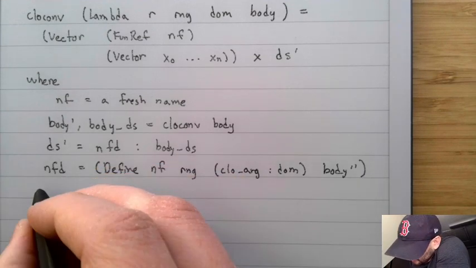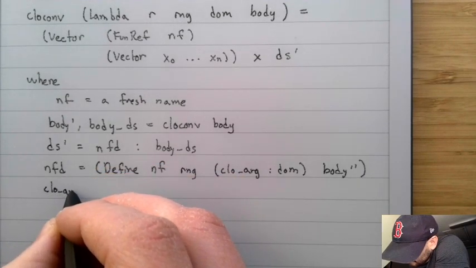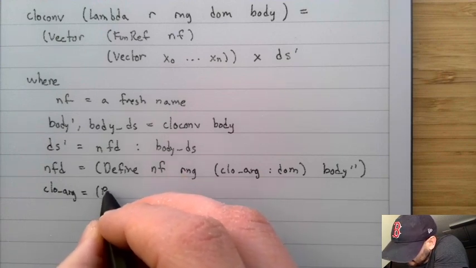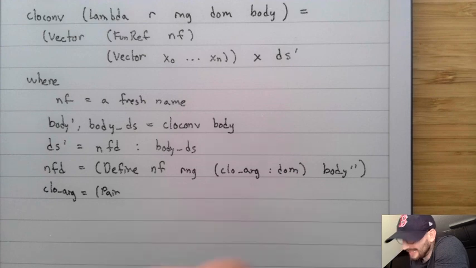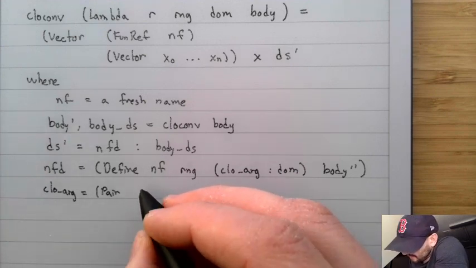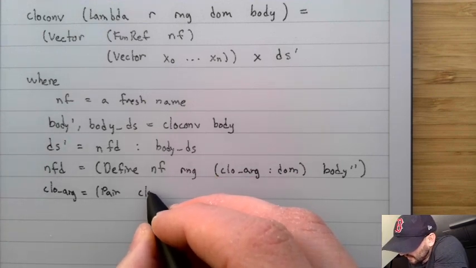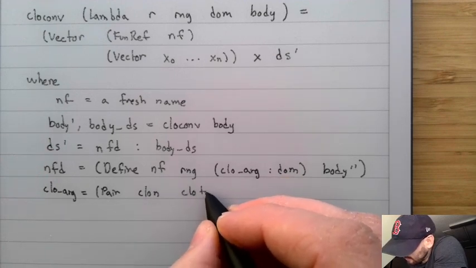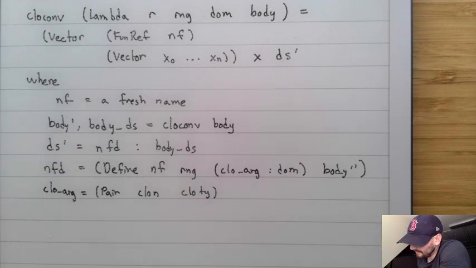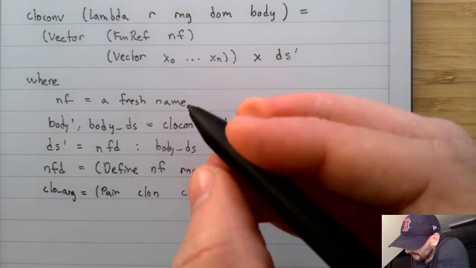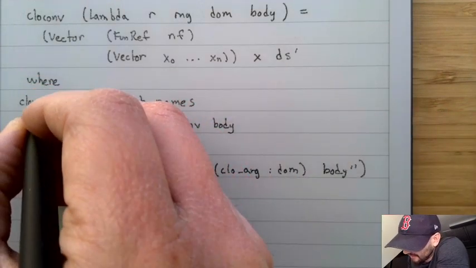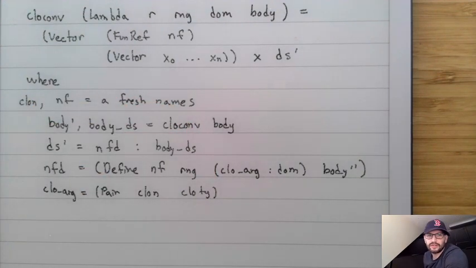Now, what's the closure argument? The closure argument is a pair where we have the name of the closure argument, which we'll call the closure name, and then we also need the closure type. The closure name is a fresh name. I'll write fresh names right here: closure name and new function name. So those are two fresh names.